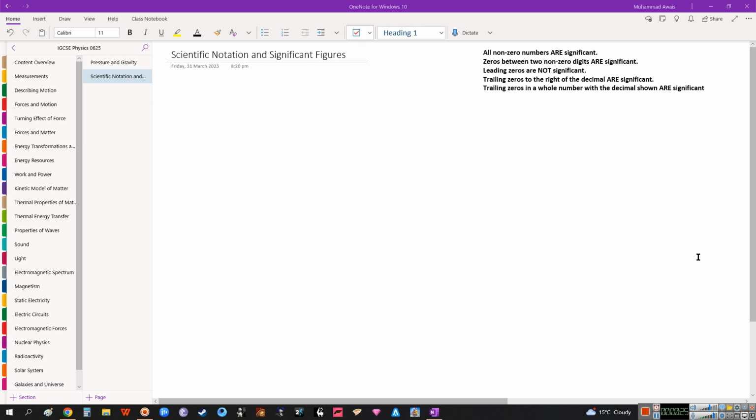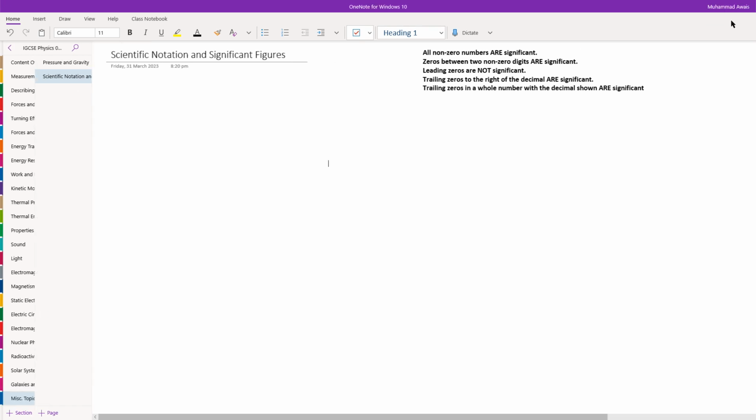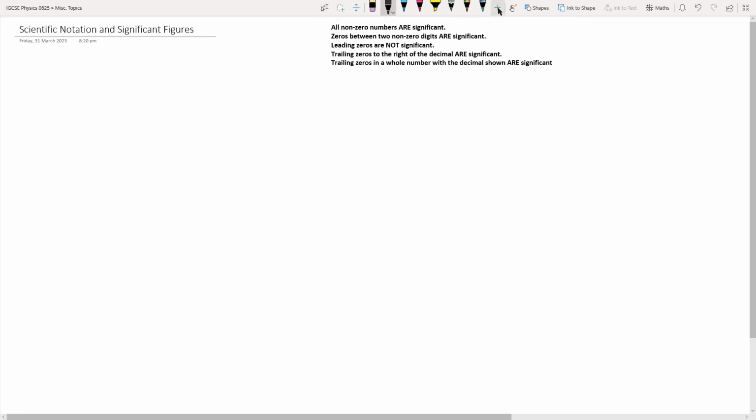It's called Scientific Notation and Significant Figures, and most of the time kids are not able to write the numbers for physics accurately, and they lose marks there. So I'm just going to go through this topic. I think it's a very critical topic. So let's get into this.